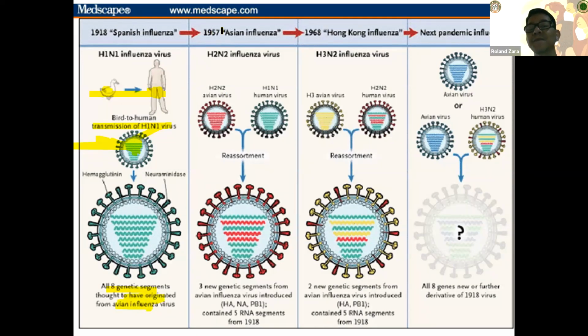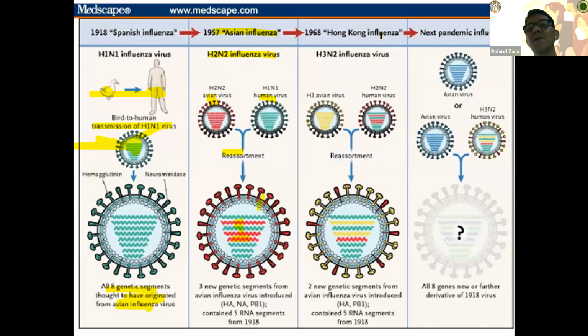So in 1957, we have the Asian influenza. We have H2N2. So the H2N2 of the avian combined with the H1N1 of the human. So there is genetic reassortment and there were 3 new genetic segments. 1, 2, 3. Okay, so pag nagkaroon ng genetic segment changes, may iba yung shape ng hemagglutinin. Okay, it will assume several shapes.